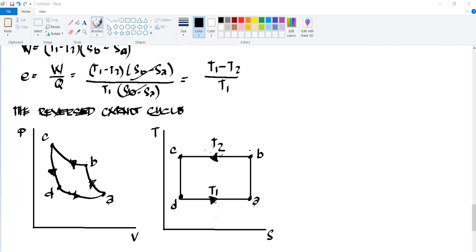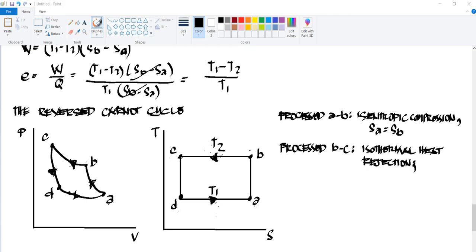Now the reverse Carnot cycle follows the same process as in the power producing Carnot cycle, but the cycle operates in the counterclockwise or reverse direction. So that's why that is called a reverse Carnot cycle. So we have the following processes. We have process A to B, that will be isentropic compression. So we have your entropy at point A equal to point B.